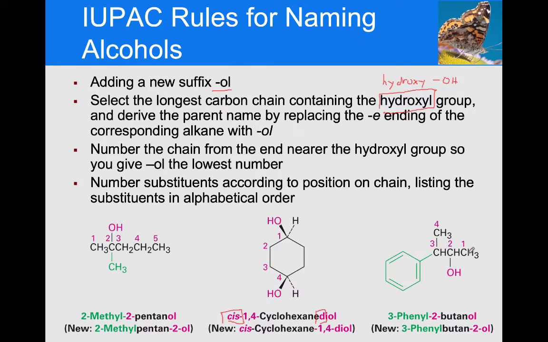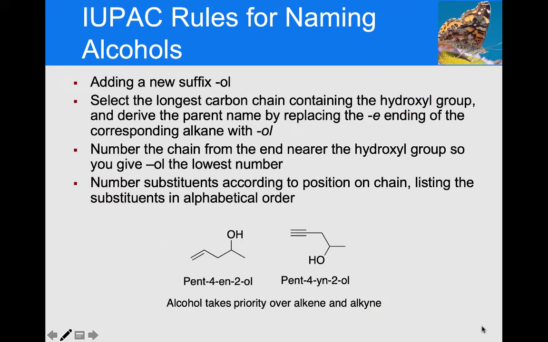Now here we're going to find the longest chain with the OH, 1, 2, 3, 4, and we're going to number this way because if you number the other way, 1, 2, 3, the OH carbon gets 3, right? So we go from this way. So this is a phenyl group. So this phenyl group is at carbon 3, right? So 3-phenyl butane-2-ol. So we're basically adding a new suffix. That's basically what's happening here.